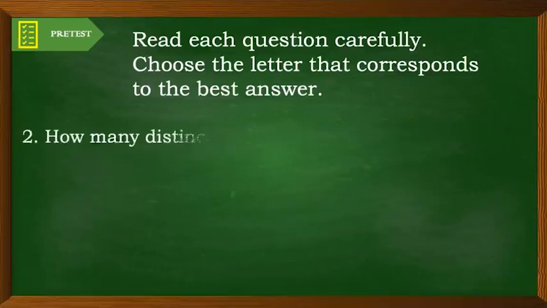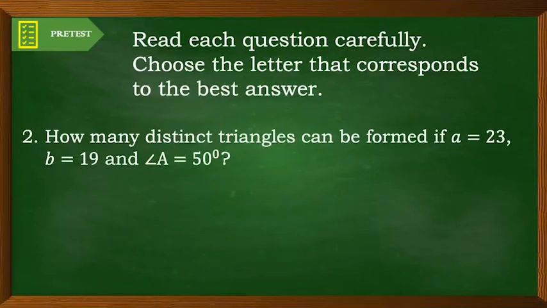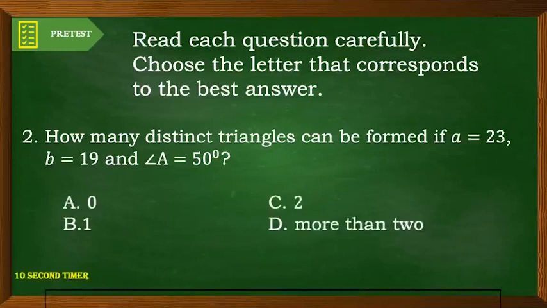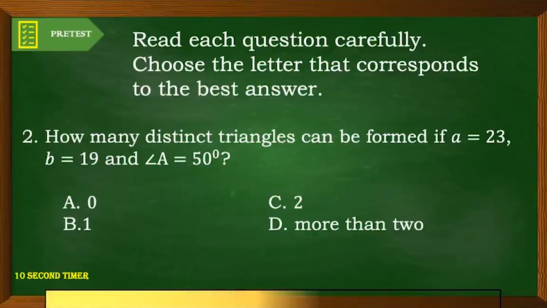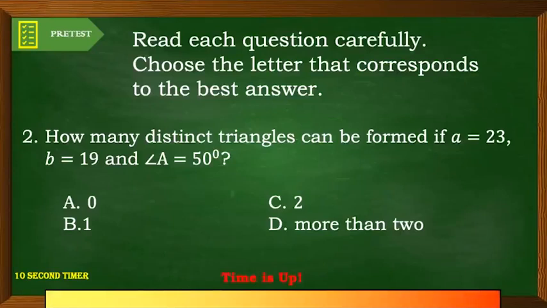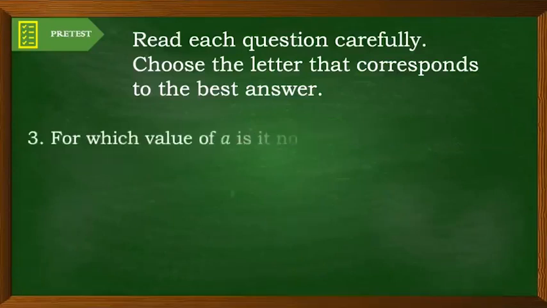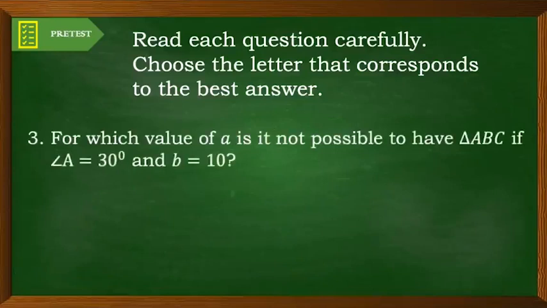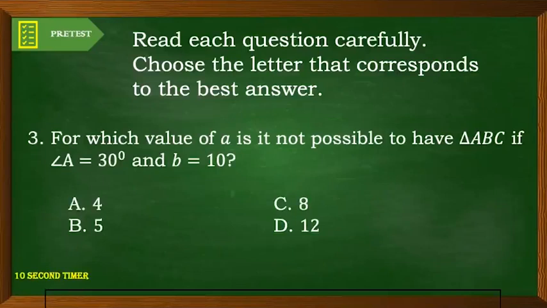Number 2. How many distinct triangles can be formed if a is 23, b is 19, and angle A is 50 degrees? A. 0, B. 1, C. 2, or D. more than 2? Number 3. For which value of a is it not possible to have triangle ABC if angle A is 30 degrees and b is 10? A. 4, B. 5, C. 8, D. 12.